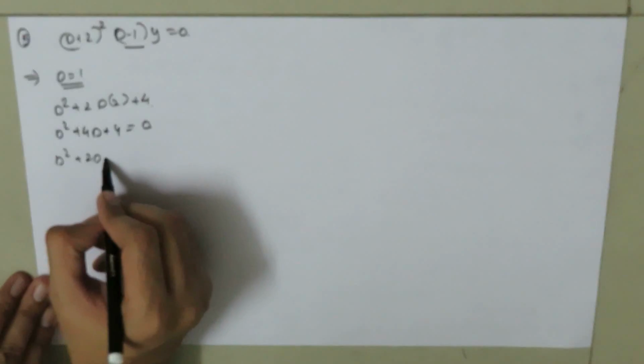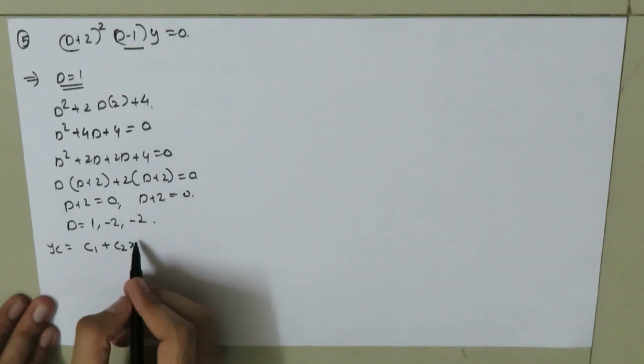So we can split this equation as d square plus 2d plus 2d plus 4 is equal to 0, and if you take d as common from this term, so d plus 2 plus 2 times d plus 2 is equal to 0. It's d square plus 2d plus 2d plus 4. So d plus 2 is equal to 0 and d plus 2 is equal to 0. So we came up with d is equal to 1, negative 2 and negative 2.